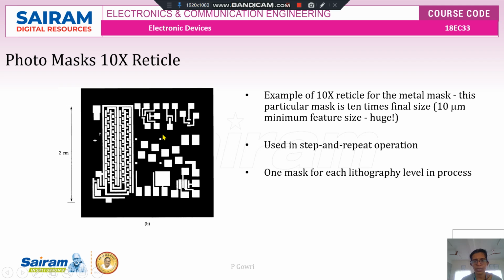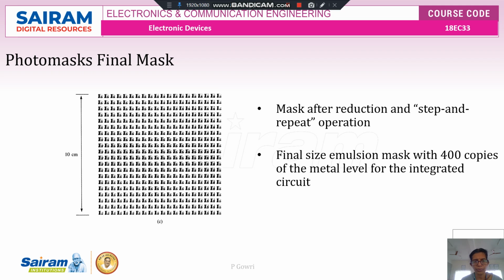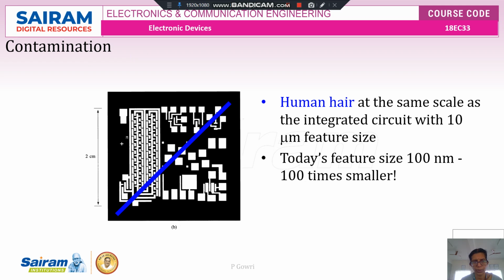Here this size is about 10 times the original size. We can see that the mask is repeated n number of times, and this is called a reticle. This is called a step and repeat operation. 400 copies of this original mask are made for the fabrication of an integrated circuit.